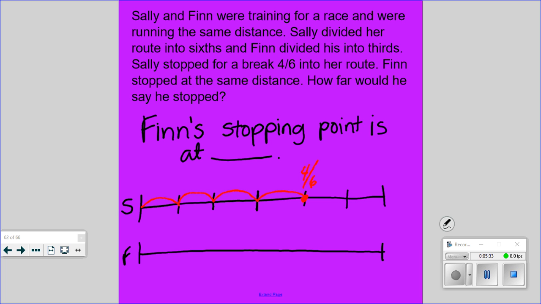Then his is going to be longer? Not longer, but less. Finn didn't break his into as many pieces because he thought about it as thirds. Thirds are a little trickier to draw because you can't start with a half. That's why thirds are so tricky. So let's split up this number line into 3 equal sized pieces as best you can. Now we know that he stopped at the same spot as Sally.